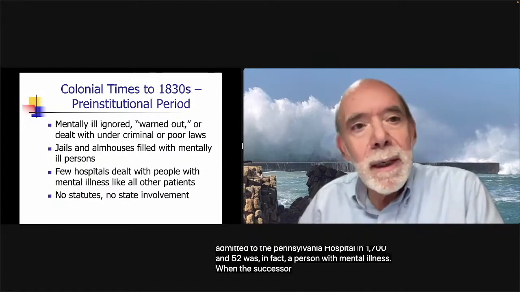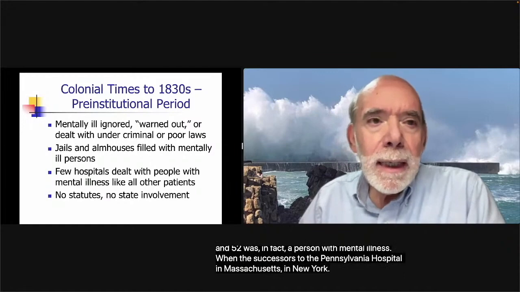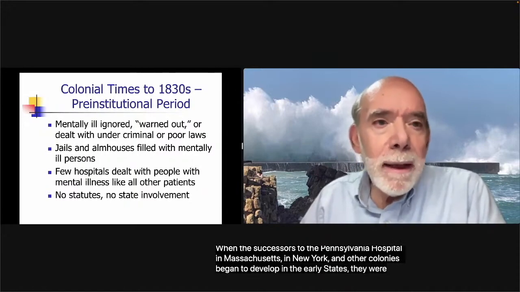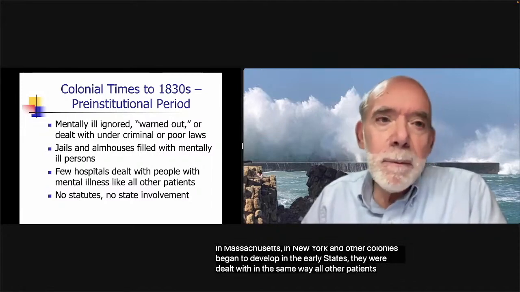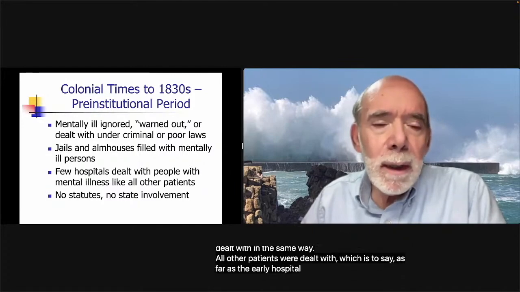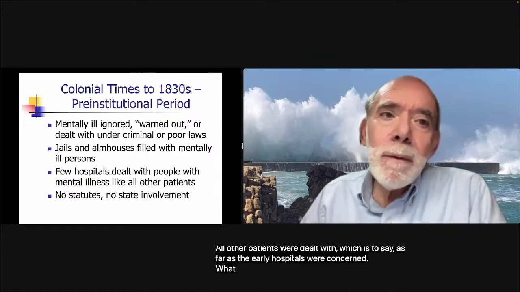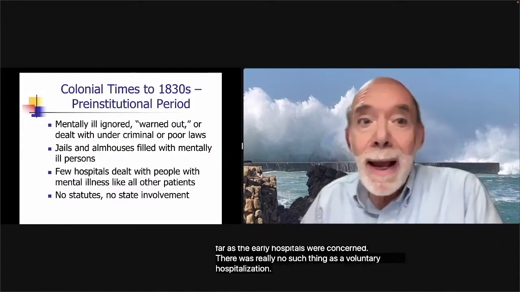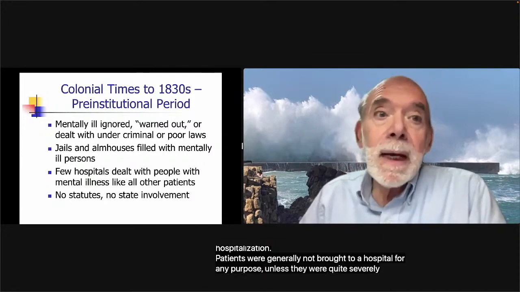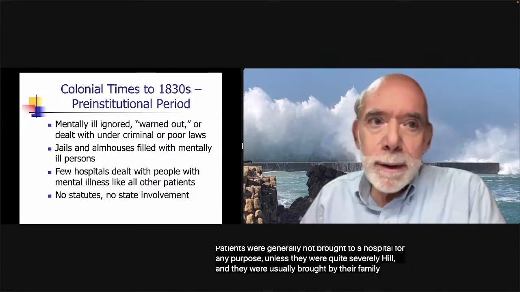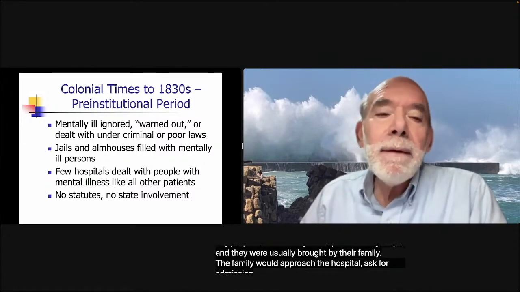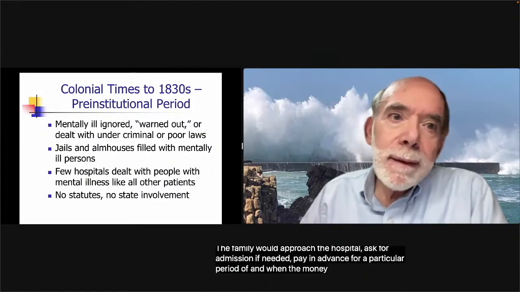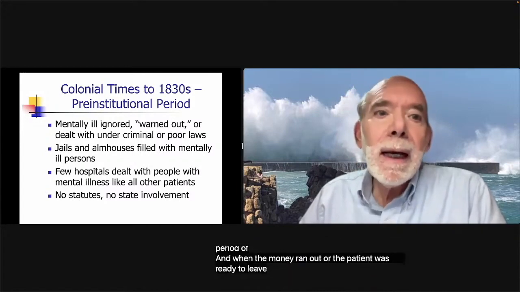When the successors to the Pennsylvania Hospital in Massachusetts and New York and other colonies began to develop in the early states, they were dealt with in the same way all other patients were dealt with, which is to say, as far as the early hospitals were concerned, there was really no such thing as a voluntary hospitalization. Patients were generally not brought to a hospital for any purpose unless they were quite severely ill, and they were usually brought by their family. The family would approach the hospital, ask for admission, if needed, pay in advance for a particular period of care. And when the money ran out or the patient was ready to leave, the patient would be discharged.